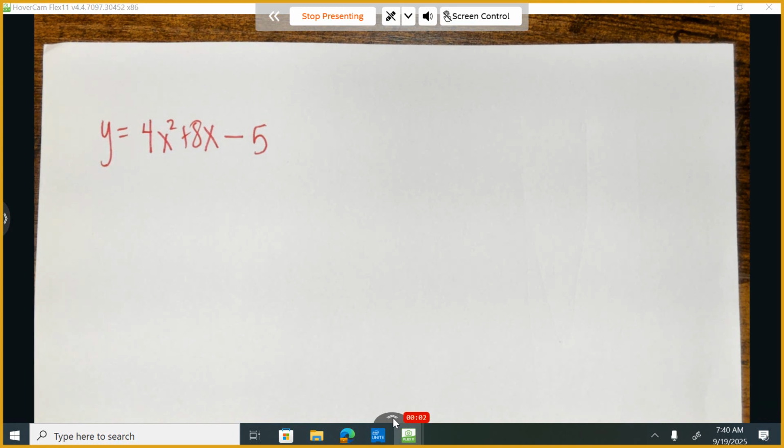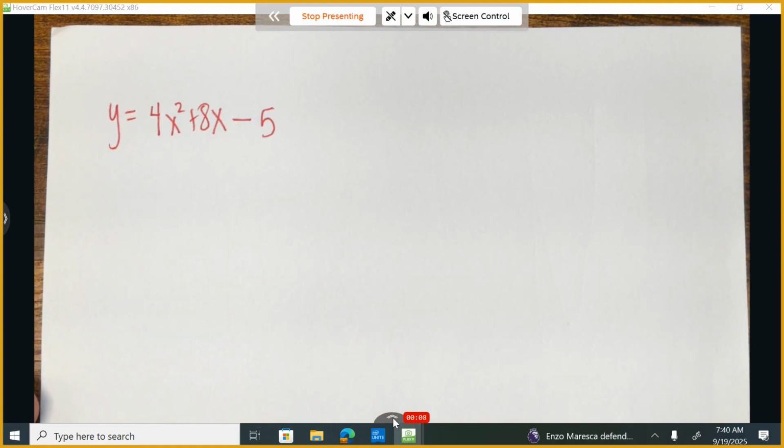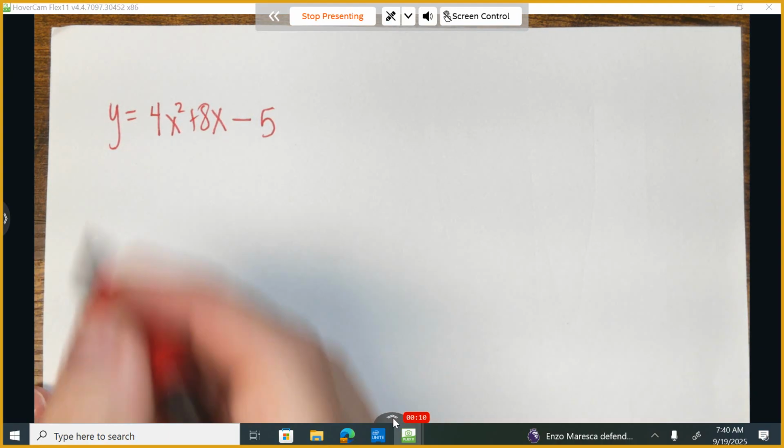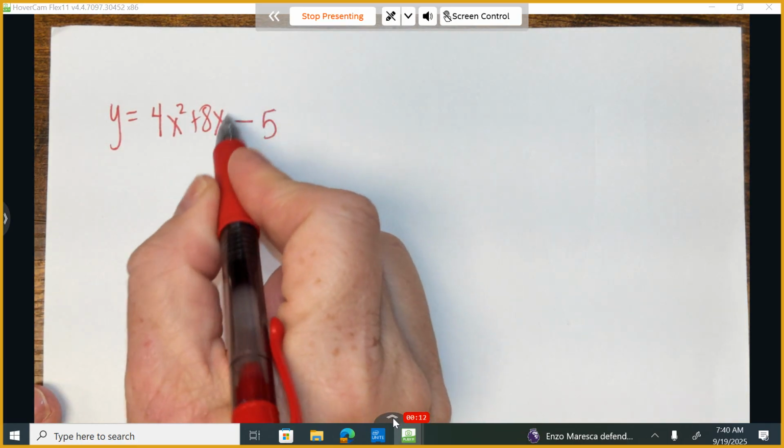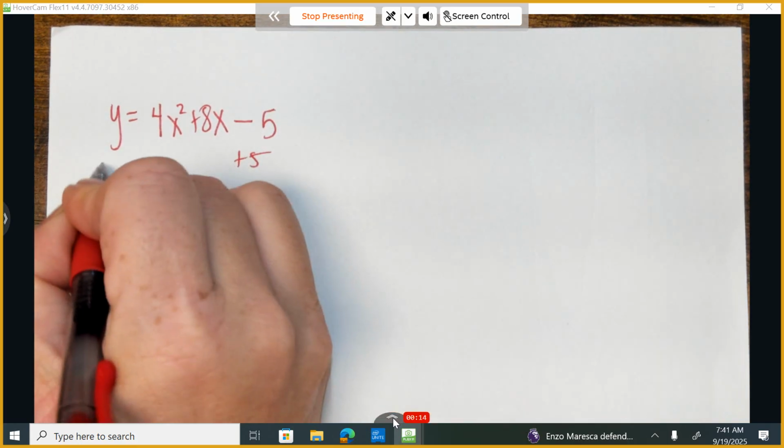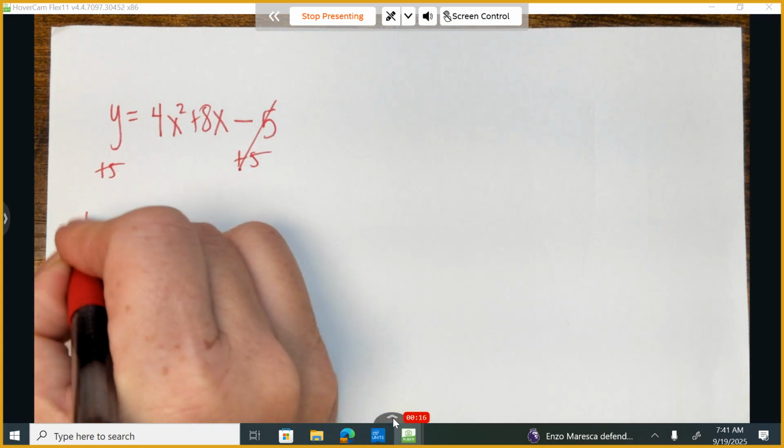This is Unit 5, Lesson 1, Quadratic Equations. And so we're going to take an equation that's in standard form and we're going to rewrite it in vertex form. So an equivalent form, but it's going to look different. First thing we're going to do is take this constant and move it to the opposite side. In this case, we're going to add 5, opposite operation.